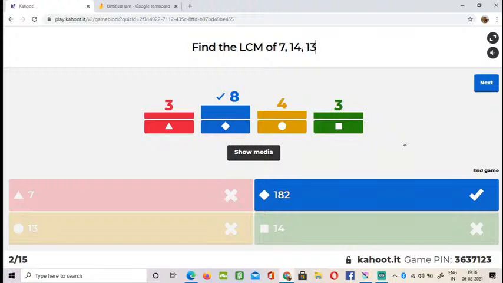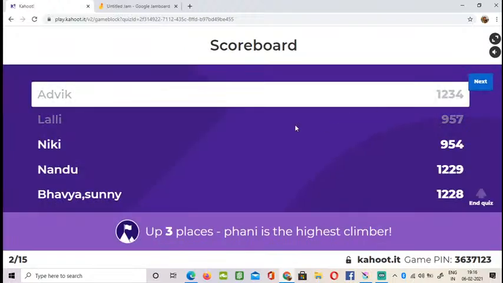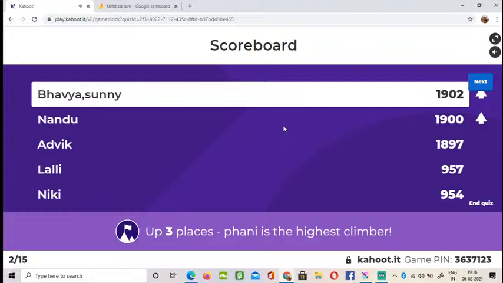So let's see in the scoreboard whether it has got any change in it. So yeah, there is a change. Bhavya and Sunny are in the first place, good, and Nandu is in the second place. But for those two, it's gonna be a tight competition because there are only 2 places ahead. So Bhavya and Sunny are just 2 places ahead, but no problem. So Advik is in the third place. Lalli and Nikki are the runner-ups. Okay, and up 3 places, Funny is the highest primer. Good, Funny. So let's see the next question.